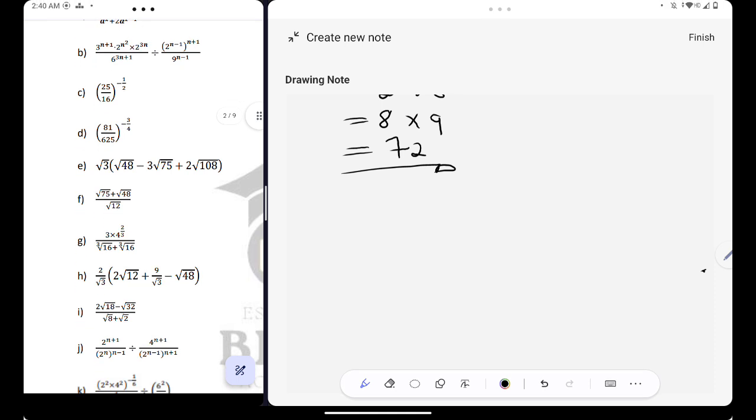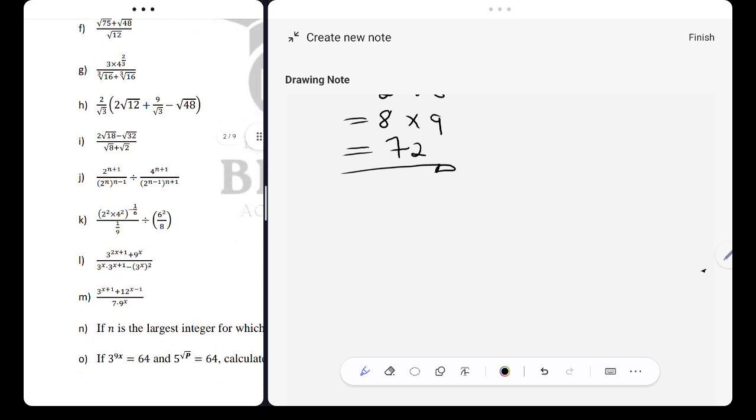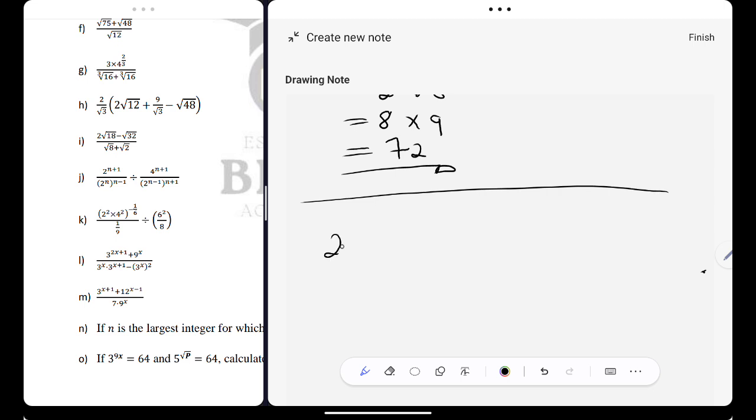If there are no plus and minuses separating our terms, that's how we do it. Here's another one. We have 2 squared multiplied by 4 squared, all raised to the power 1 over 6 over 1 over 9, divided by 6 squared over 8.